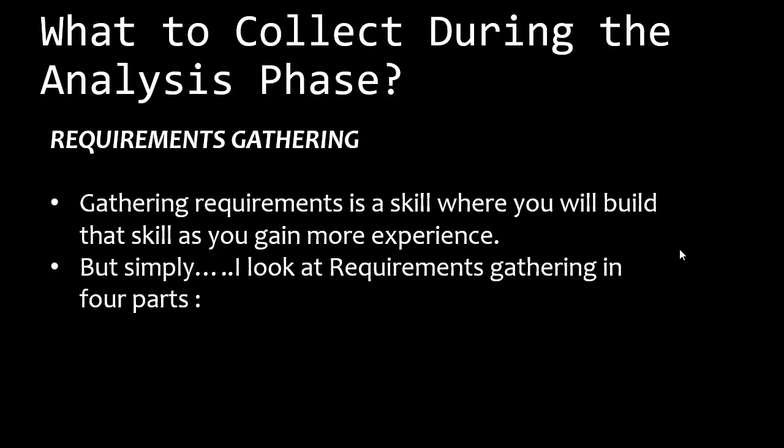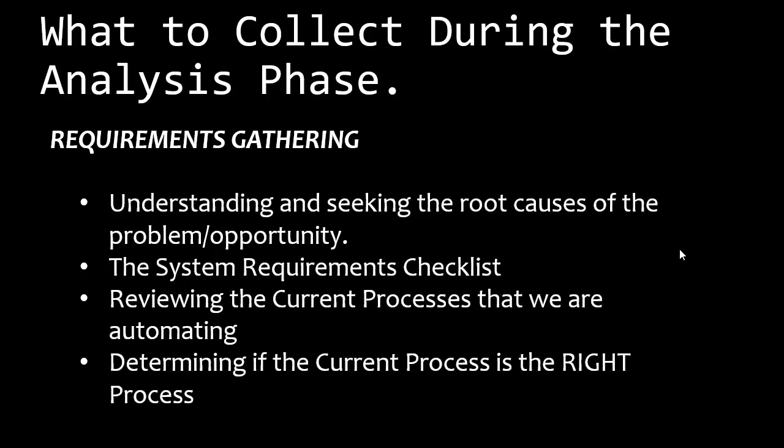Requirements gathering to me is in four parts. I'm not quite sure I would say that the four parts are in any particular order, but there's something I'm doing as I'm going through the requirements gathering. Number one, I want to understand and seek the root causes of the problem or opportunity. I want to make sure I walk through my systems requirement checklist. I want to make sure that I'm understanding the current process that we're trying to automate. And I also want to ask questions around whether the current process is the right process or not. We'll talk about each one of those in more detail.